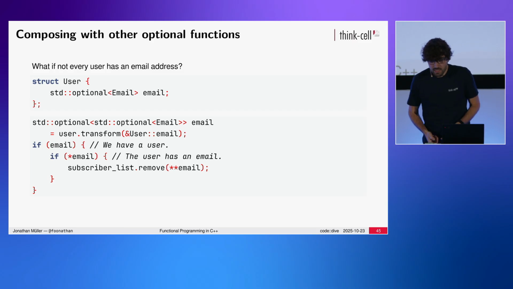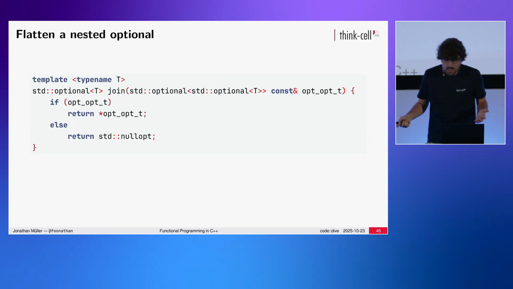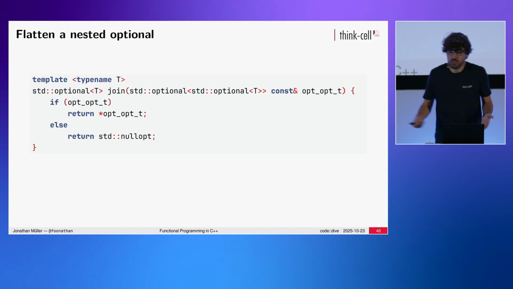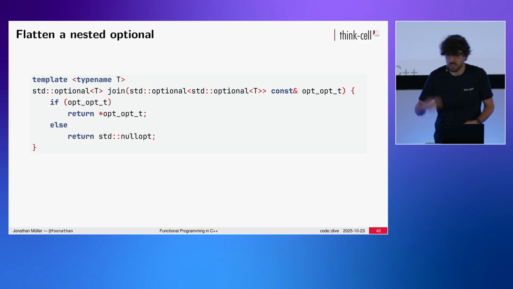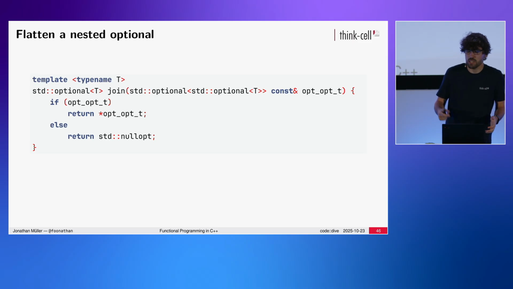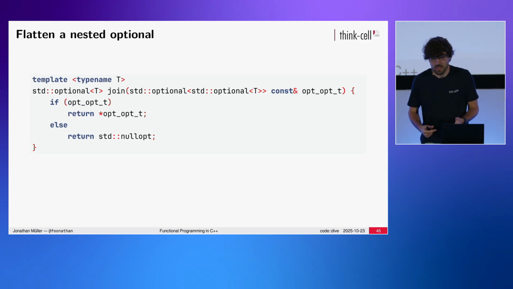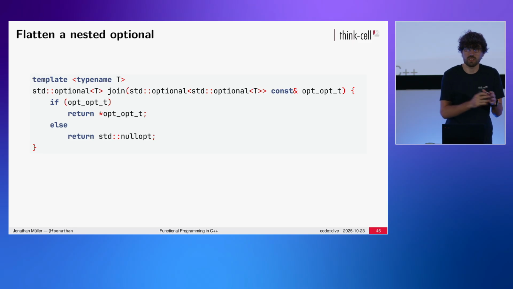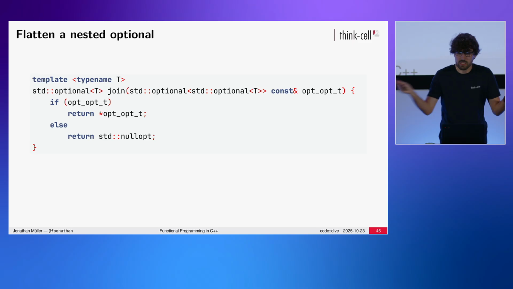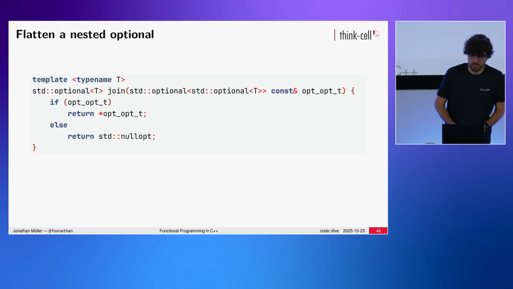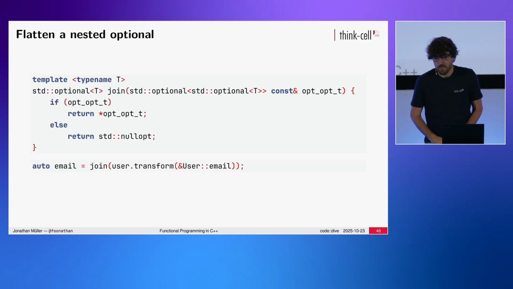And this is a bit silly, so we can write a function that flattens an optional, and we can call it join, similar to how ranges join, views join, flattens nested ranges. This one flattens nested optionals, because we don't really care about the different failure modes here. We don't want to distinguish between users that don't exist and users that don't have an email. In either case, we don't want to do anything. So we just flatten it out by removing one layer of optionalness. And then we could do that and get our optional of our email.